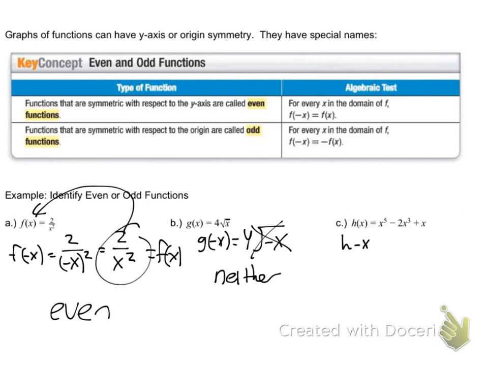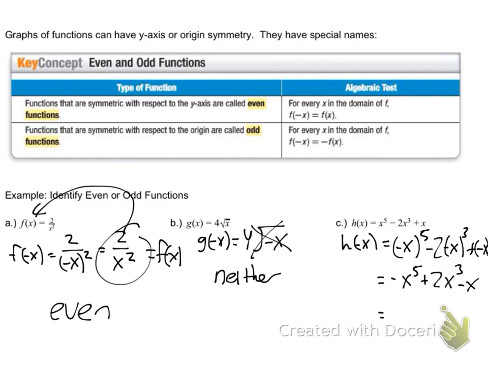Next one, put in a negative x, and when I do this, I get negative x to the 5th minus 2 times negative x to the 3rd plus negative x. Now remember, when you take an odd power of a negative, it stays negative. So this would be negative x to the 5th plus 2x to the 3rd, because negative x to the 3rd power will counteract with the negative in front, and minus x. Now hopefully you recognize that the original problem has a positive x to the 5th. This one has a negative x to the 5th. So it's really easy to factor out a negative 1, which means I just change all the signs here. And you should recognize that that is negative h of x, which means it is odd.